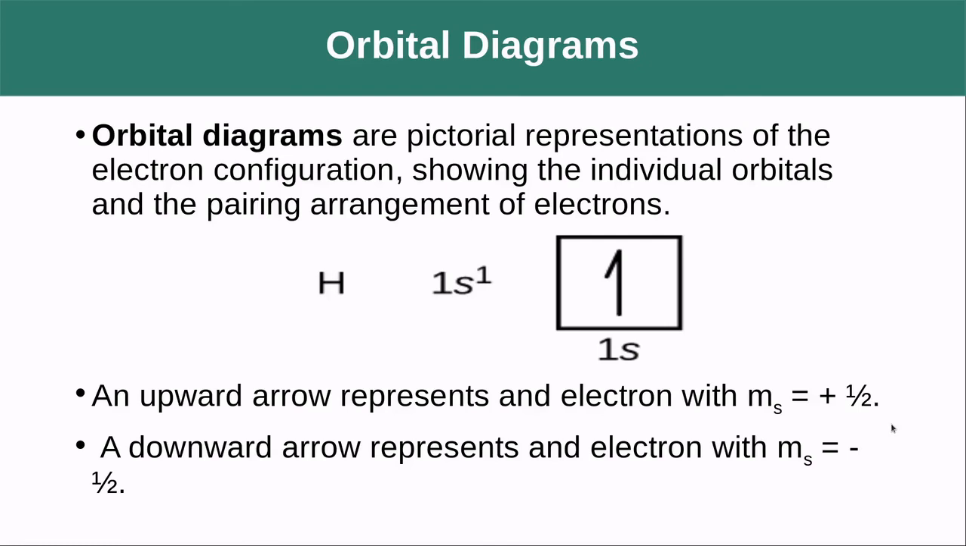Orbital diagrams. So orbital diagrams are pictorial representations of electron configuration. So rather than writing out numbers and letters, we're going to actually show it with little squares where we're writing in these electrons that you usually represent with these little hooked arrows here. An upward arrow is going to indicate a positive spin, while a downward arrow is going to indicate a negative spin.